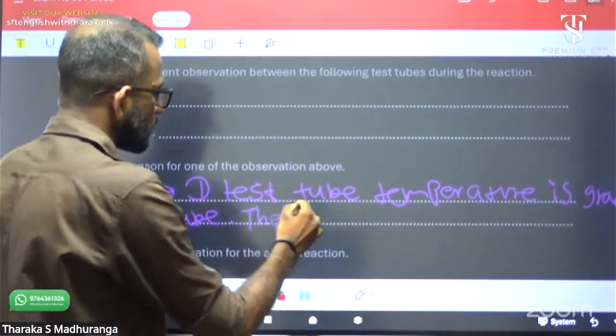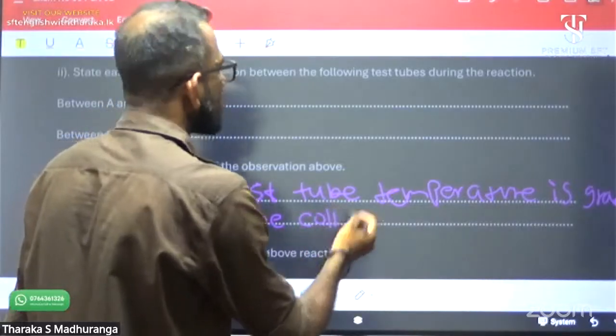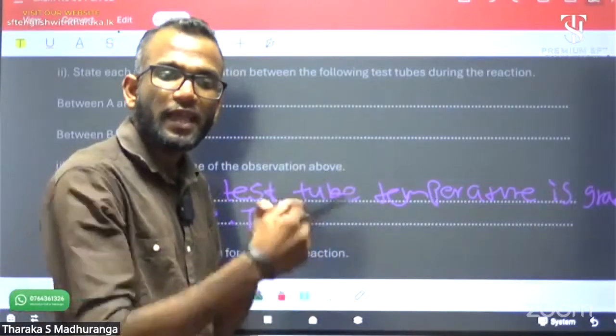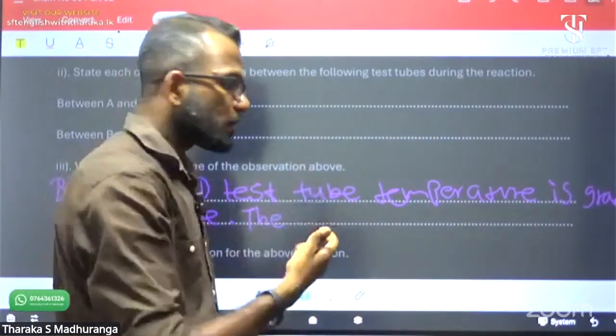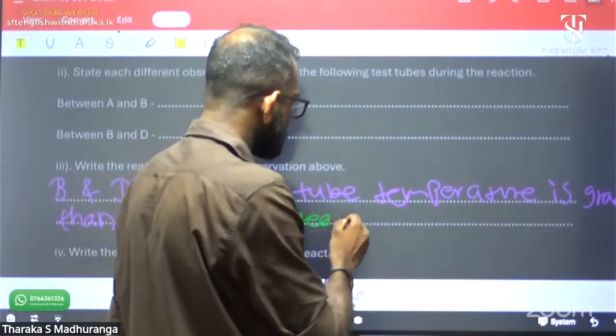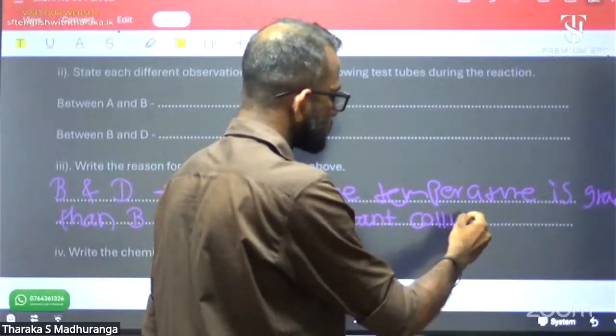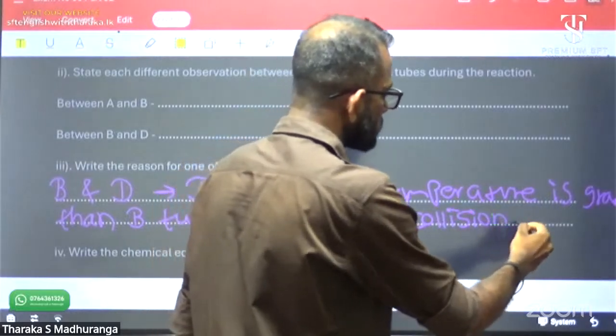Then collisions increase. With temperature, reactant vibrations increase, therefore reactant collisions increase.